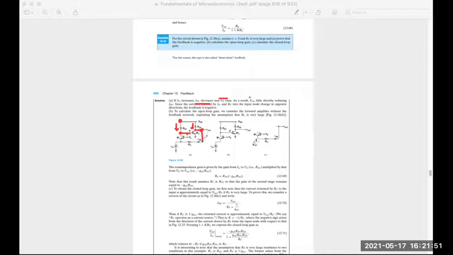Buradaki not düşerse, şuradaki V out over RF çoğu buradan gidiyor. RF'in büyük olduğunu düşünürsek, 1 bölü GM'e göre, V out bölü RF artı 1 bölü GM şu akım. V out düşerse, 1 bölü GM'e göre RF'i büyük diyelim, buradaki akım da düşer. So this is decreasing.